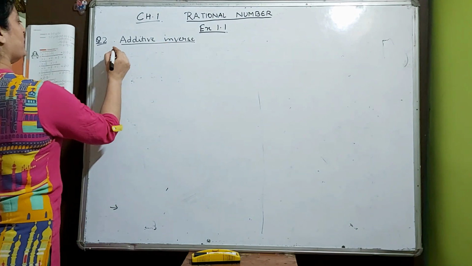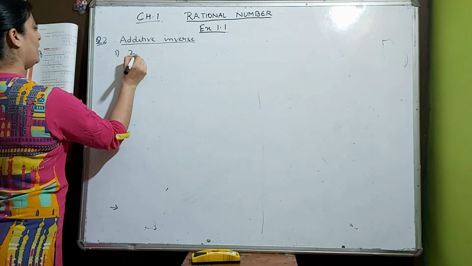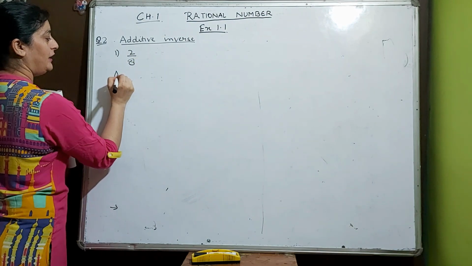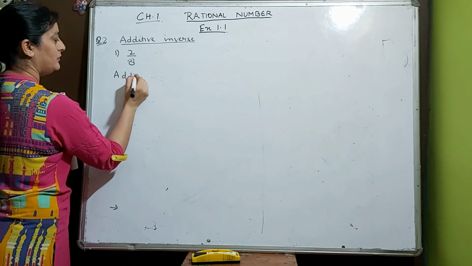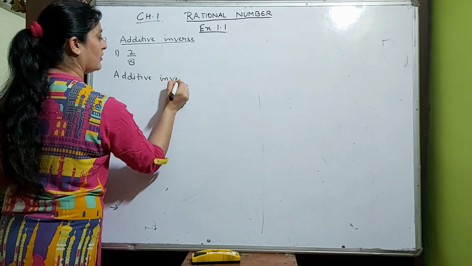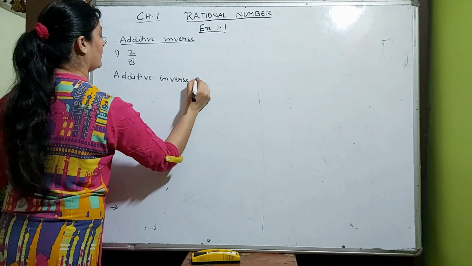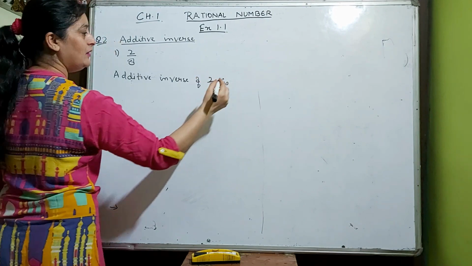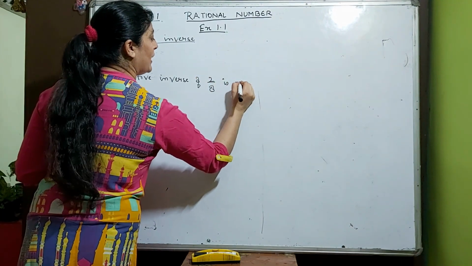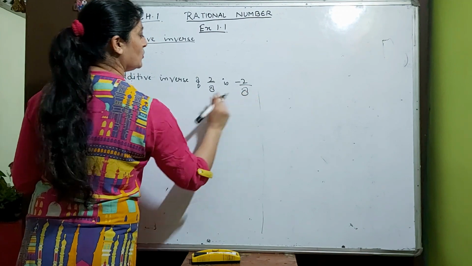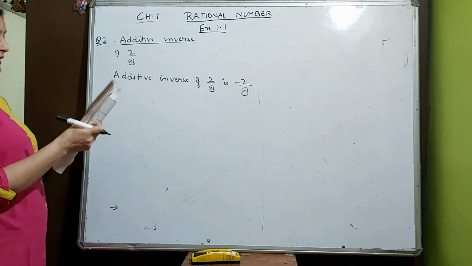So here the first number given is 2 by 8. We have to write the additive inverse. The additive inverse of 2 by 8 is what? Apply a negative sign against the number. The additive inverse is minus 2 by 8.